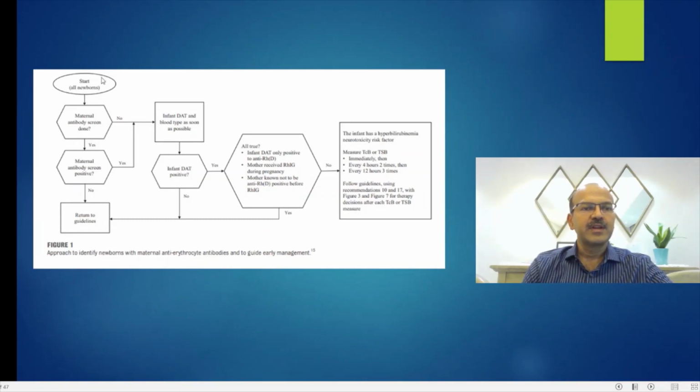The starting point is all the newborns, and then you review whether a maternal antibody screen was done or not. If it is done, you look at whether it is positive, and if it is negative, you can follow the guidelines as for any other baby. If the antibody screen is positive, or if the maternal screen was not done, the newborn should have the Coombs test, as we discussed earlier, and the blood type should be done as soon as possible. If the infant is DAT positive, then we go to high risk. If it is negative, then it goes to normal management.